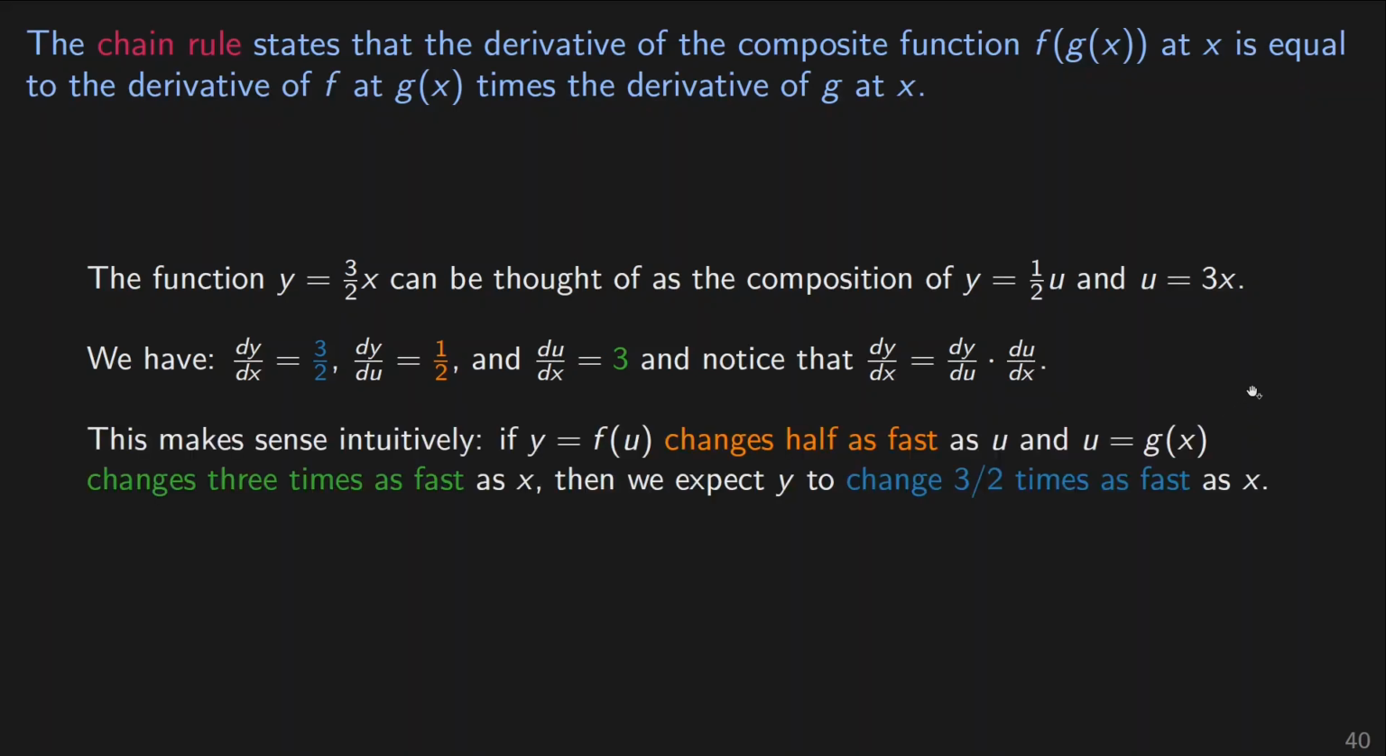Now this makes sense intuitively, because if y is equal to f of u changes half as fast as u, and u is equal to g of x changes 3 times as fast as x, then you expect that y changes 3 over 2 times, the product, as fast with respect to x, right? So that's the idea of the chain rule, right? Step by step in the chain, you take the derivatives.